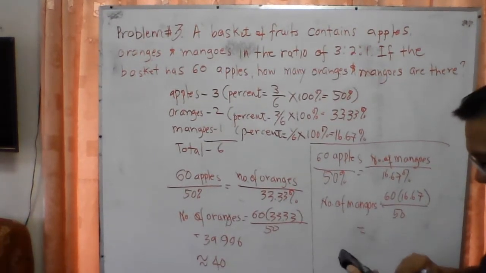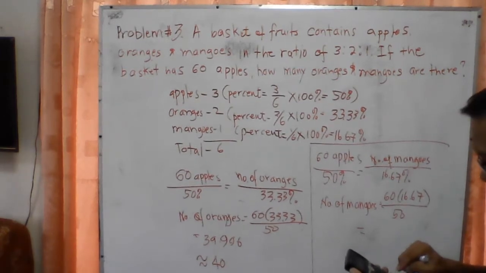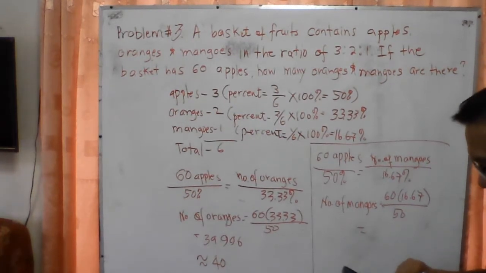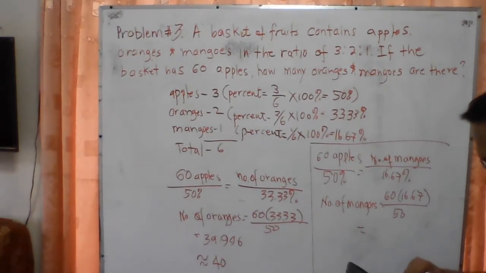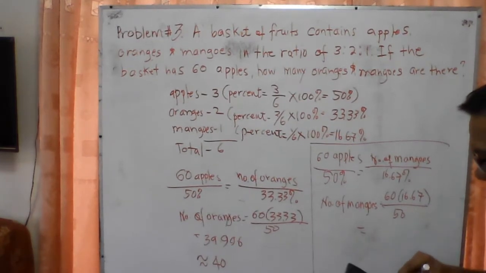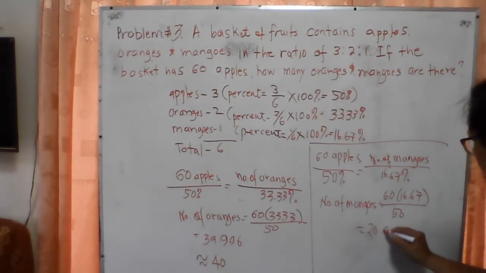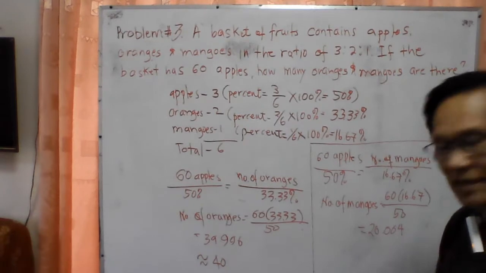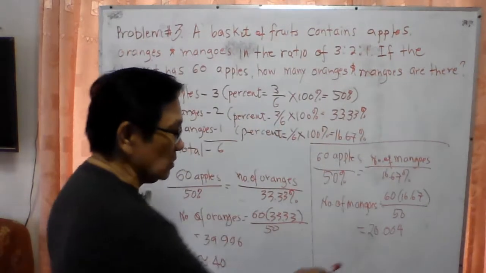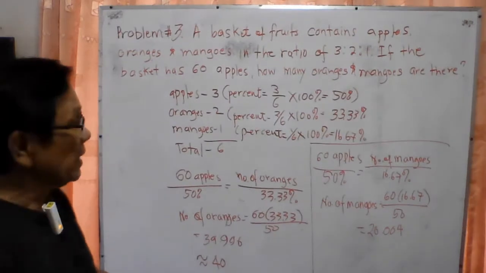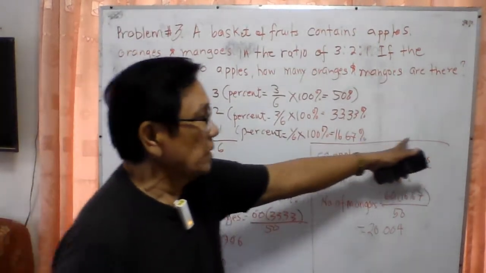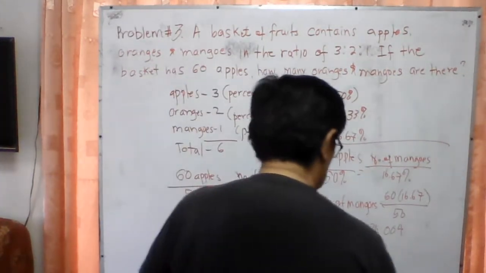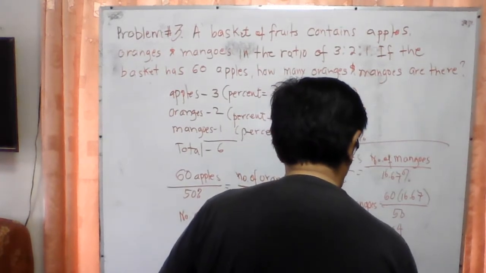60 times 16.67 divided by 50 gives you 20.004. Again, you may react, how can you have a mango that's 0.004? The same explanation. It's because this was supposed to be 16.666666. And so, for all intents and purposes, this is 20.